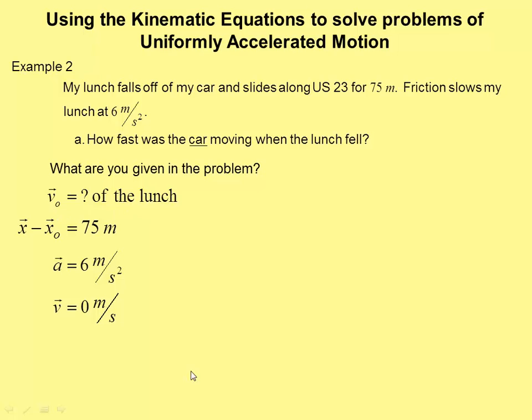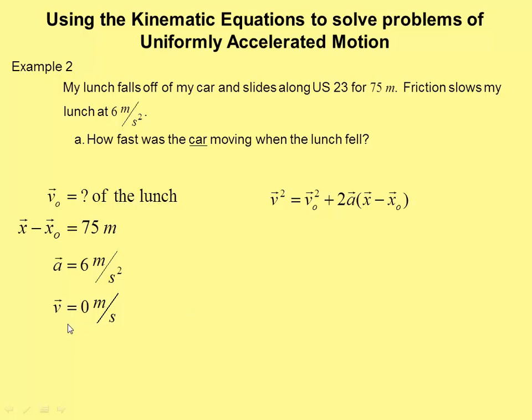We're looking for the initial velocity. Is there an equation that has those 4 and only those 4 things? Indeed there is. That would be, of course, equation number 4, the one we used previously. So I'm trying to find the initial velocity here. I'm trying to solve for this.